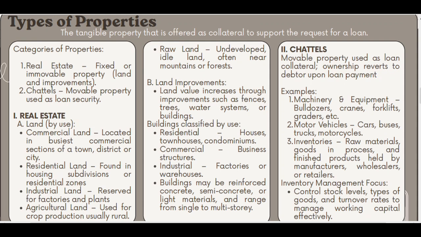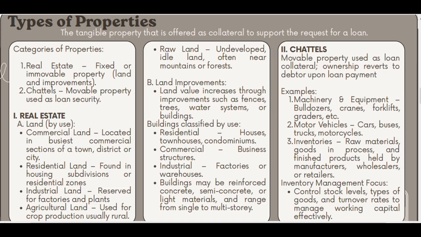And we also have the raw land. It is undeveloped idle land, often located near natural features like mountains or forests. It is a plot of untouched land where the value is based on potential future development or natural resource extraction. Now let's proceed to the land improvements.